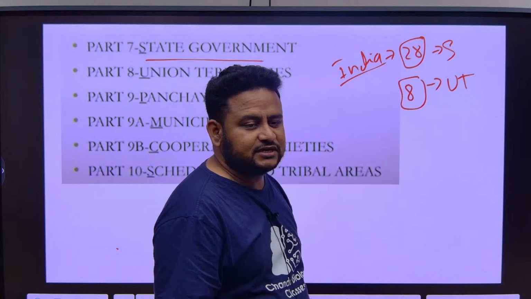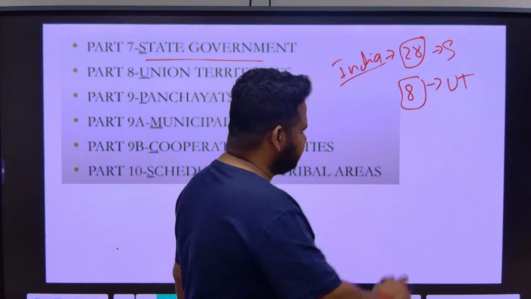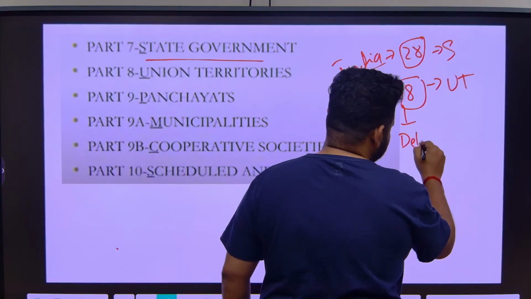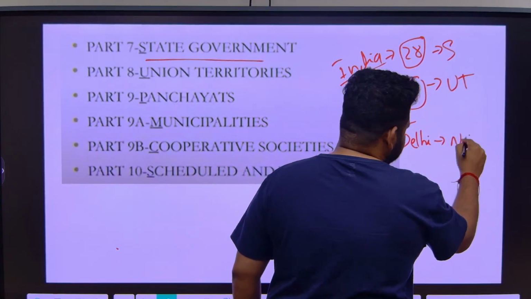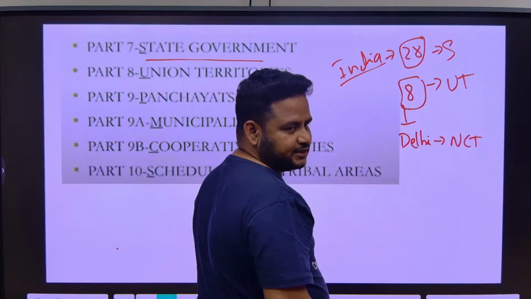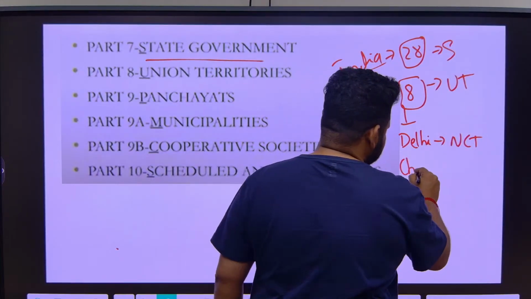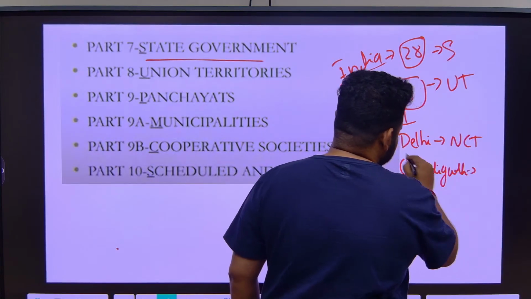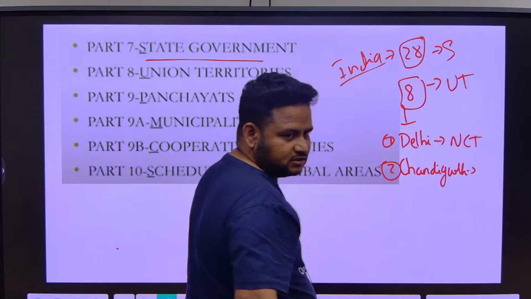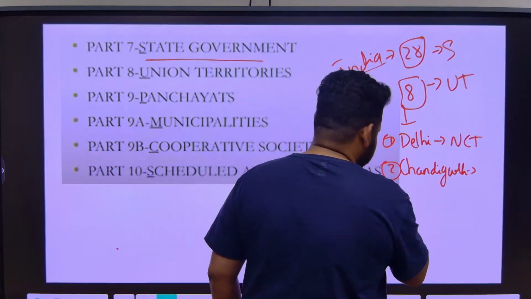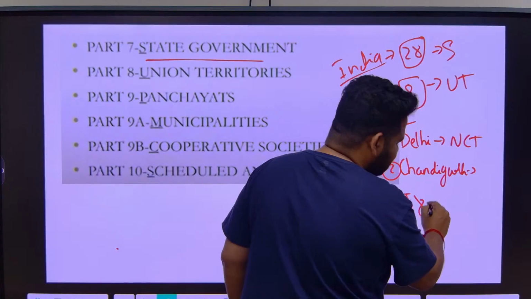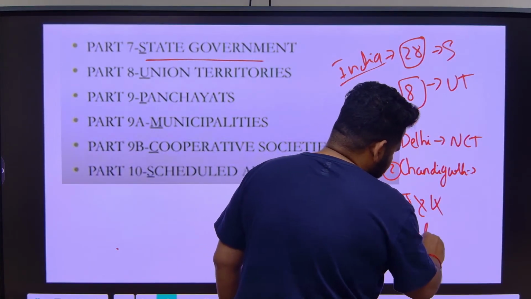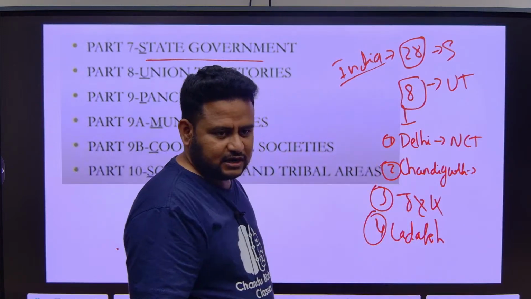What are these 8 union territories? You must know. Okay, first is Delhi. Delhi is the National Capital Territory, NCT. That is also a union territory. Next to Delhi is Chandigarh. This is second. Then Jammu and Kashmir. The fourth is Ladakh. Ladakh is separate. So we have Ladakh.